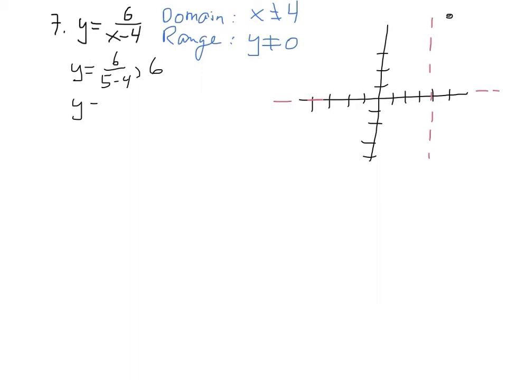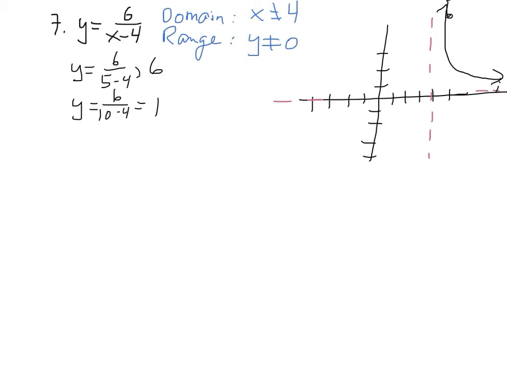Let's plug in, how about 10? So 6 over 10 minus 4 is going to equal 1. So 10 is out here somewhere, 1. This piece of the curve is going to be going like so.